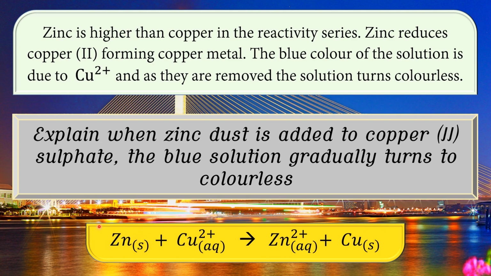So zinc, which is a solid, is going to reduce copper(II) ions, and then zinc will be oxidized to zinc(II) ions and copper reduced to a solid. So the solution now has no copper(II) ions, which make it blue, because they have been reduced to copper. Therefore, the solution now becomes colorless.